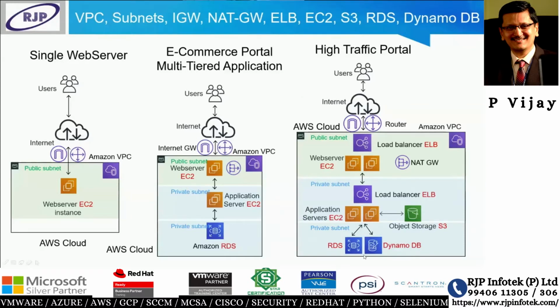So an example for a typical RDBMS is called RDS in AWS. Another example, for NoSQL, is called DynamoDB. There's a host of database services. I'm just taking one example each.